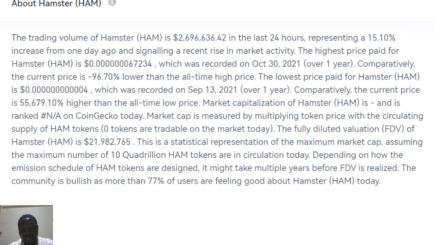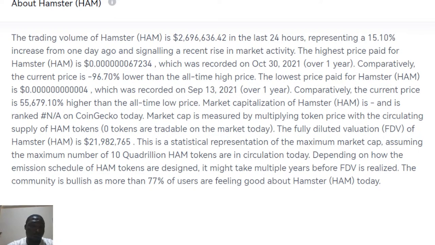Comprehensively, comparing the highest it has gone to with the current price, it has gotten to -96% lower than the all-time high. And the lowest it has gone through is around 0.000, which was what it was released at when it came out in the crypto market. That was recorded around September 2021.